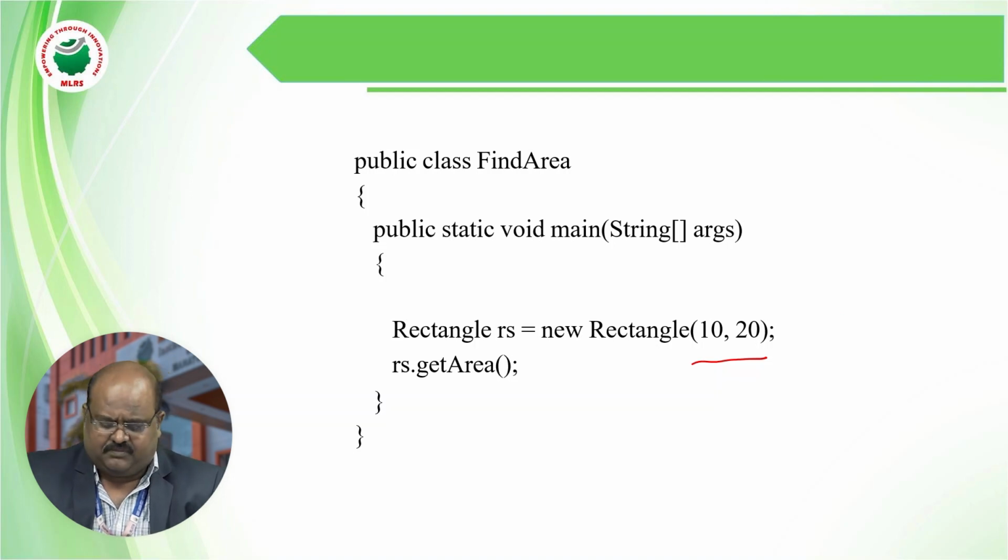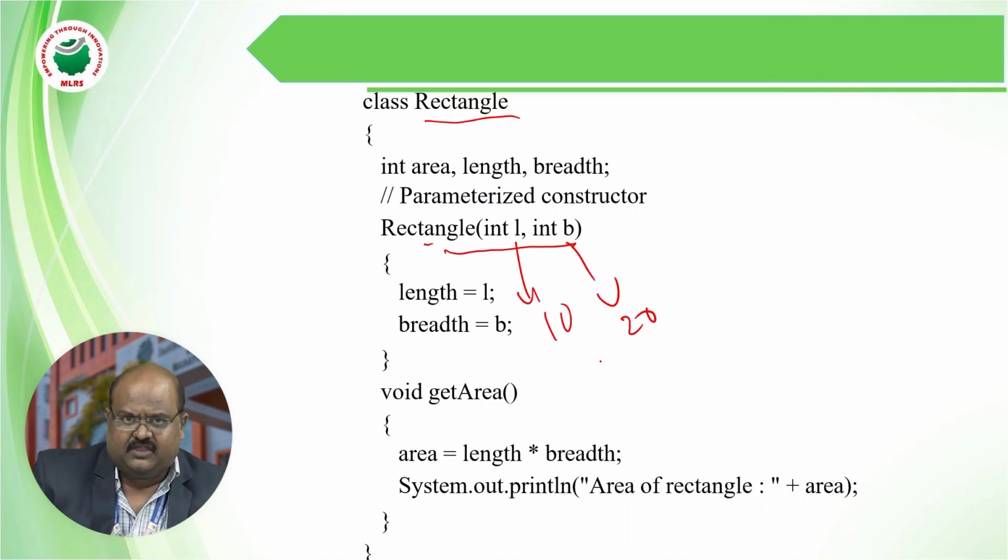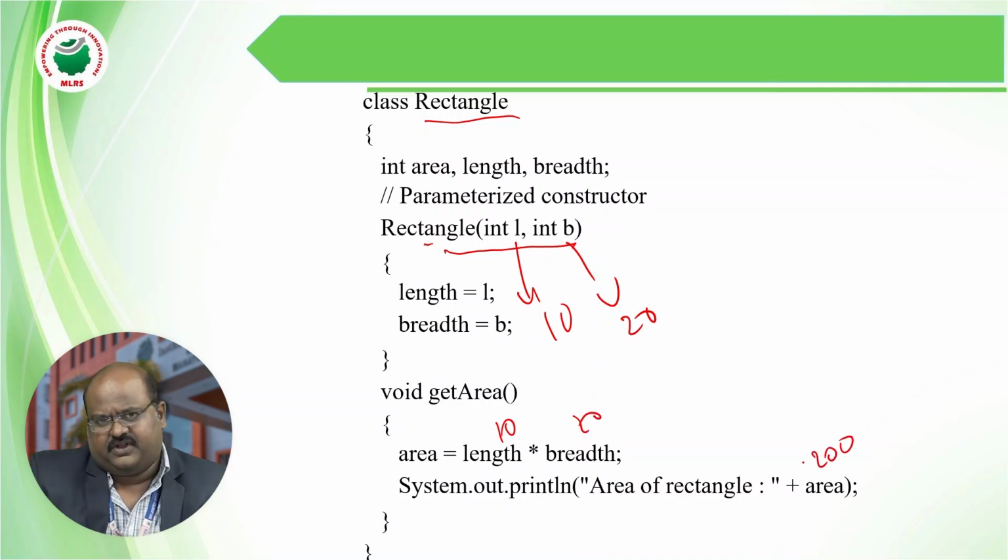Again, using the object reference, what are we doing? We are calculating the area. So the value 10 is stored in this L, and the value 20 is stored in this B. Whenever you calculate 10 into 20, whatever value you get will be stored in this area, and you are trying to print the value. Is it clear?